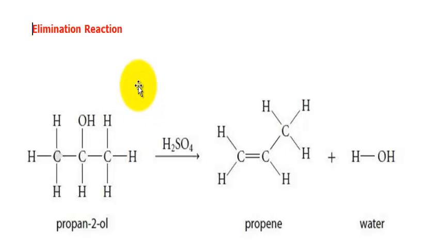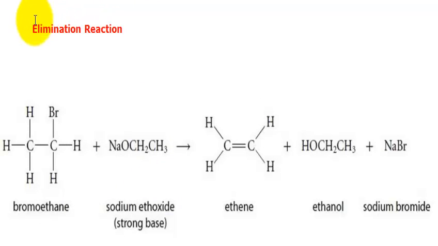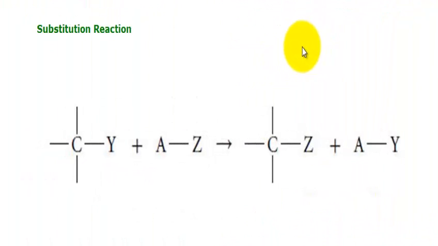An example of an elimination reaction is the formation of an alkene from an alcohol by the addition of sulfuric acid. Another example of an elimination reaction is the formation of an alkene from a haloalkane by the addition of a strong base. Now, this is the general equation of a substitution reaction.